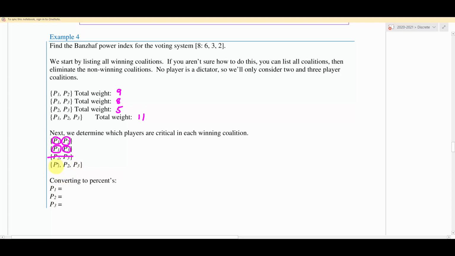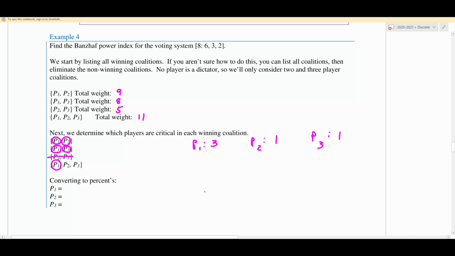All right. Now, let's say player 1 got upset and left. Well, if player 1 leaves, it leaves only player 2 and player 3, which only give you 5 votes, and that's not enough for quota. So player 1 is critical in this coalition. All right. So the next step here is just to count up how many times each player is critical. Okay. So player 1 was critical 1, 2, 3 times. Player 2 is critical only once. And player 3 was critical only once.